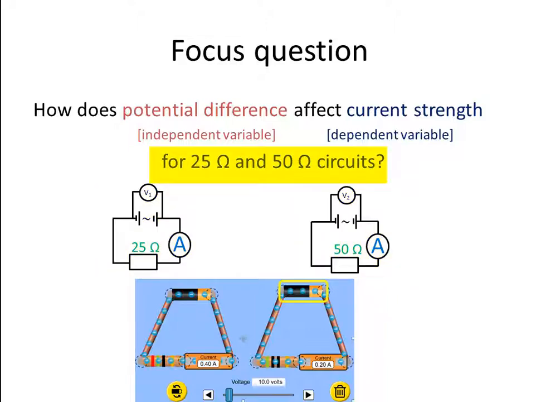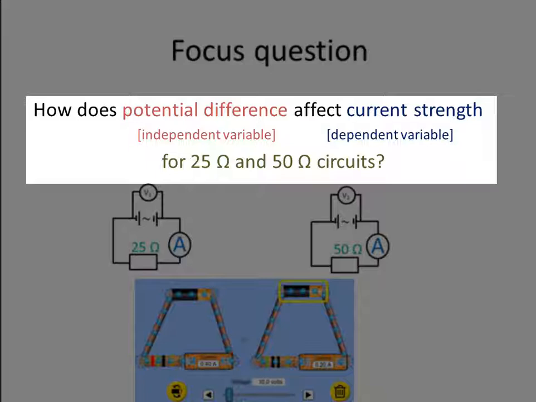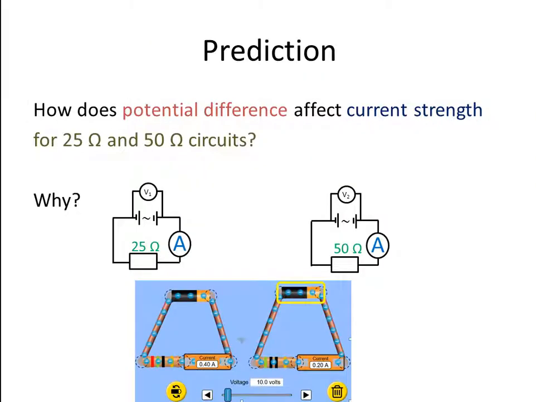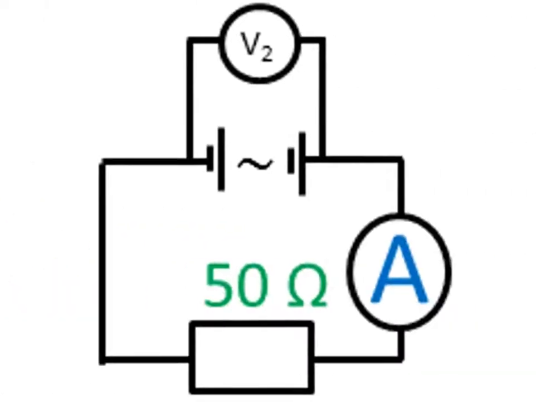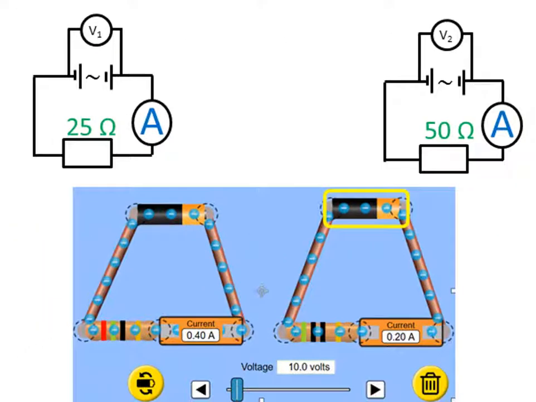So we can add that into our focus question as a context. So we say, how does potential difference affect current strength for 25 ohm and 50 ohm circuits? Now you need to predict. What do you think we are going to find? First of all, if we just look at the 25 ohm resistor circuit, as we increase the voltage of the battery, what's going to happen to the current strength? Secondly, when we do the same for the 50 ohm circuit, how is what we're going to find going to be different to what we found for the 25 ohm circuit? And why do you say this?